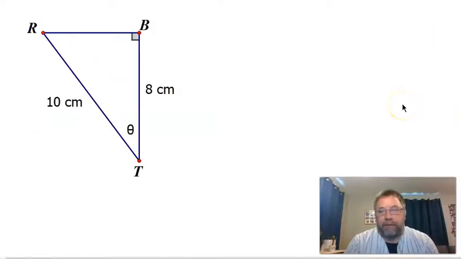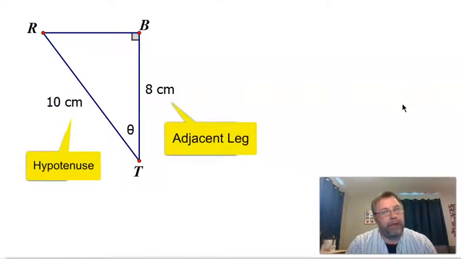You can see that I've given you a typical right triangle. I've given you the length of a couple sides. And once again, we're looking for the measure of angle theta. Now, upon closer inspection, I can see that this is not tangent. Tangent, once again, means opposite leg divided by the adjacent leg. In this case, we don't have the opposite leg. We do have the adjacent leg, and we have the hypotenuse.